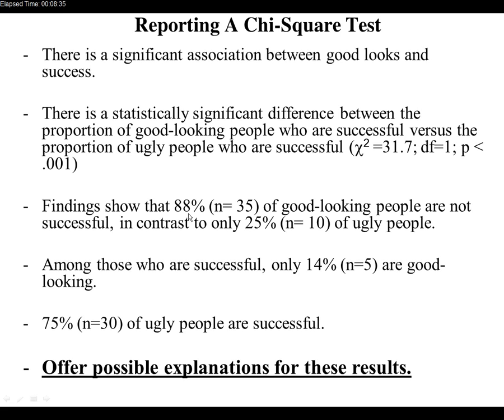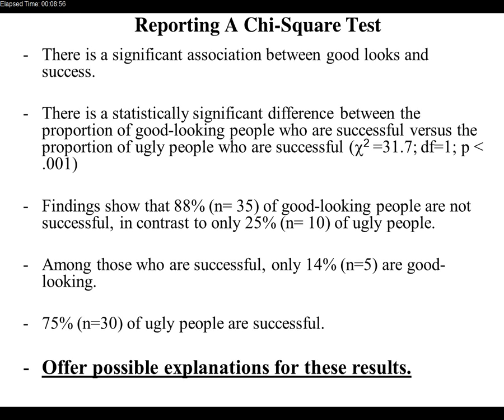Findings show that 88% (N = 35) of good-looking people are not successful, in contrast to only 25% (N = 10) of ugly people. And this is the way we would write this up. And it's the same for every time we report chi-square.